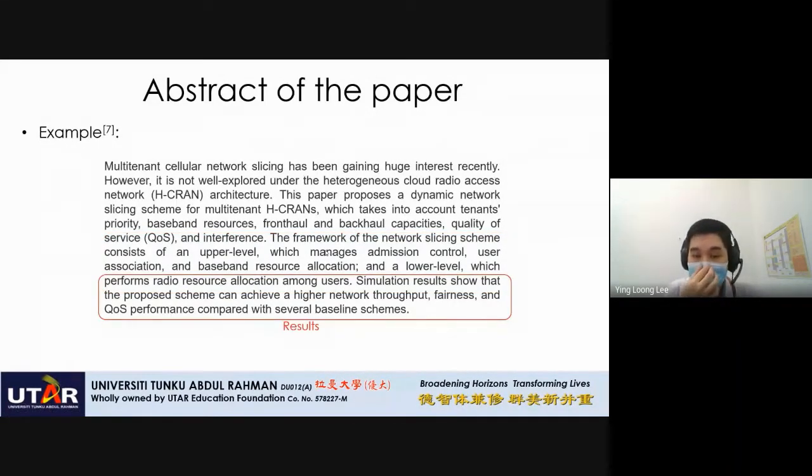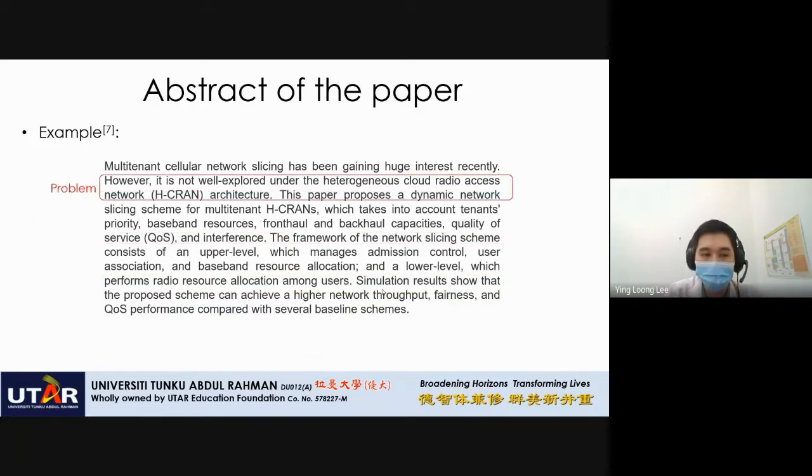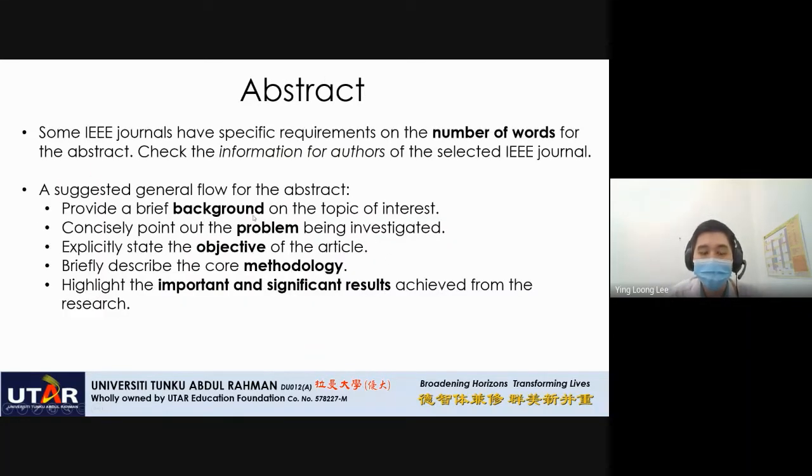And then finally, the results, right, show that the scheme can achieve higher network throughput, fairness, and QoS performance. So the significant results here are all this, right? Maybe in the result and discussion section, they have more results, but here they highlight the important ones, right? The significant results they highlight in the abstract. Okay, so this is the one example that meets the flow that I mentioned earlier, right, in the previous slide here. Okay, background, problem, objective, the core methodology, and the important results.